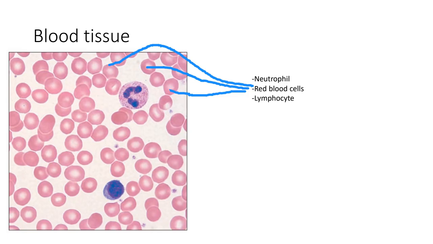So with our white blood cells, in this case, these are not all the white blood cells, but the neutrophil and a lymphocyte.